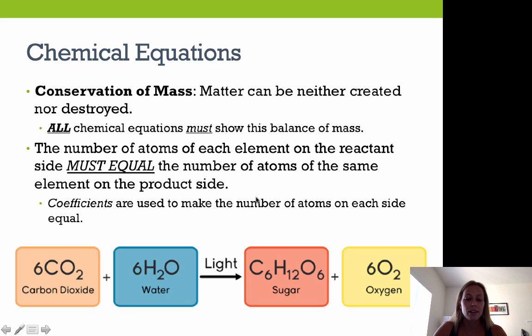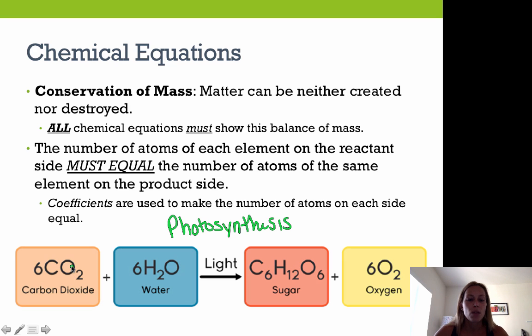So if we take a look at this chemical equation down below, this is the chemical equation for photosynthesis. This is something that you will be required to know when we go on further to talk about photosynthesis and respiration. Over here we have carbon dioxide, here we have water, and then on the product side, we have sugar and then oxygen.